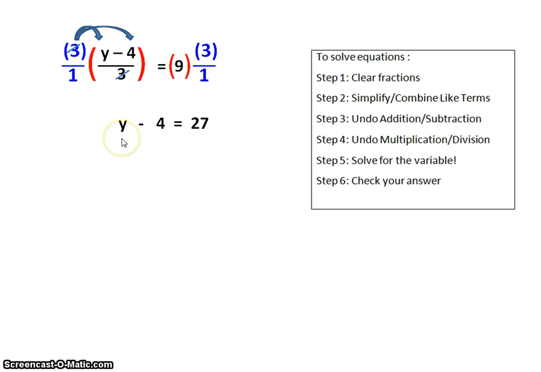We're close to having the variable isolated, but there's still one more math operation that we need to undo, and that is subtraction. We will undo subtracting 4 simply by adding 4. If I add 4 to the left side, I can do that as long as I add 4 to the right side. Let's simplify the left side. Y minus 4 plus 4 would simplify to being just y. 27 plus 4 would be 31. Y equals 31.